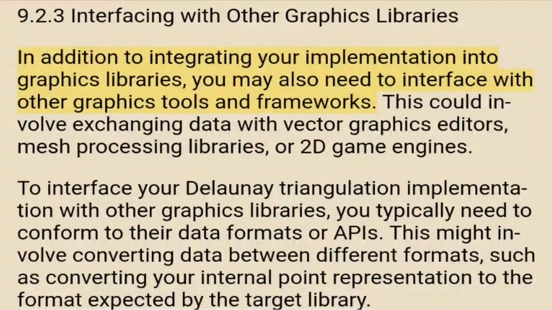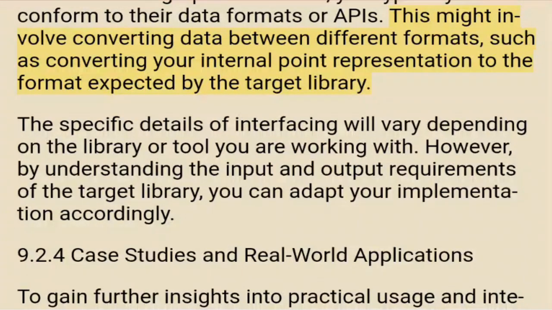In addition to integrating your implementation into graphics libraries, you may also need to interface with other graphics tools and frameworks. This could involve exchanging data with vector graphics editors, mesh processing libraries, or 2D game engines. To interface your Delaunay triangulation implementation with other graphics libraries, you typically need to conform to their data formats or APIs. This might involve converting data between different formats, such as converting your internal point representation to the format expected by the target library. The specific details of interfacing will vary depending on the library or tool you are working with. However, by understanding the input and output requirements of the target library, you can adapt your implementation accordingly.